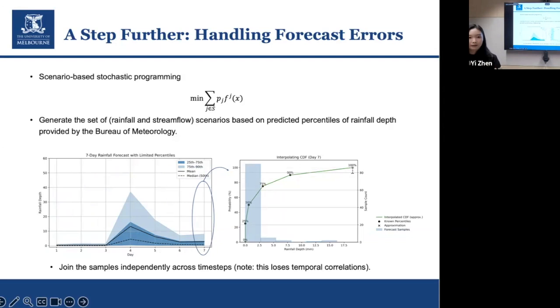We have tried different ways to restore this temporal correlation, for example, like shuffling and Markov chain. However, it turns out that assuming independence is the most effective option, so we decided to keep it this way. But we may achieve a better result if the calibrated ensemble from the Bureau were available, as it will naturally incorporate the temporal correlation and also be consistent with the marginal information. And when I say marginal information, I refer to the percentiles and also the expected rainfall for each day.